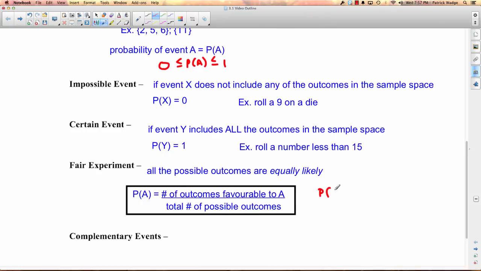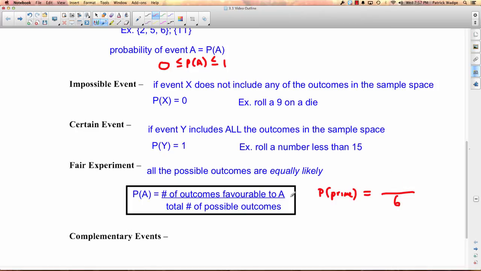Let's say I'm rolling a die. I want to know what the probability is of getting a prime number when I roll a die. Okay, let's start with the bottom number. What's the total number of possible outcomes when I roll a standard die? 1, 2, 3, 4, 5, and 6. There's 6 possible outcomes, so 6 goes in the bottom.